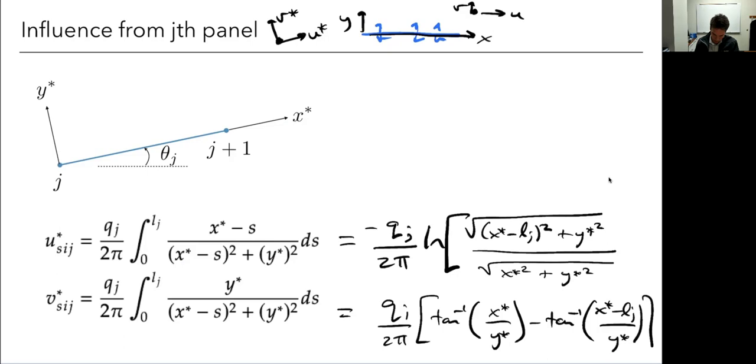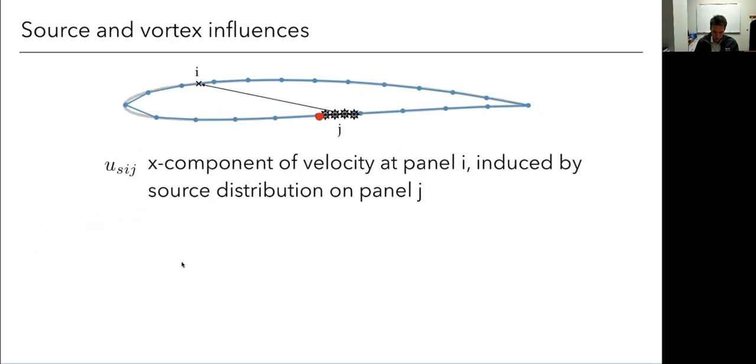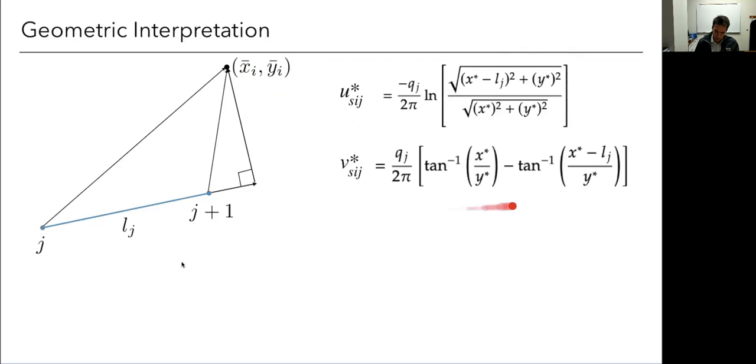It was a little bit lengthy, but the clever part is that if we look at the geometry, we can actually simplify these expressions and make this a little easier to evaluate. So let's draw that. This is some arbitrary panel J, and it starts at node J, goes to node J plus one. And remember, we're evaluating the velocity at the center of some other panel, I. That was this figure here, where we go from j to j plus one, evaluating the center of some other panel I. And this is just a repeat of those same equations that I just wrote down, for convenience again.